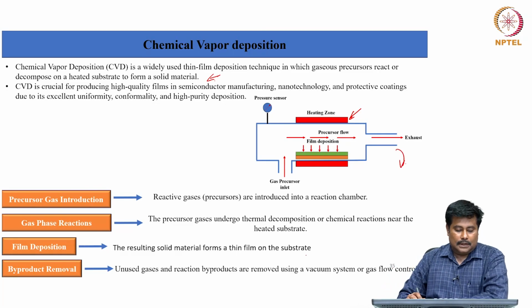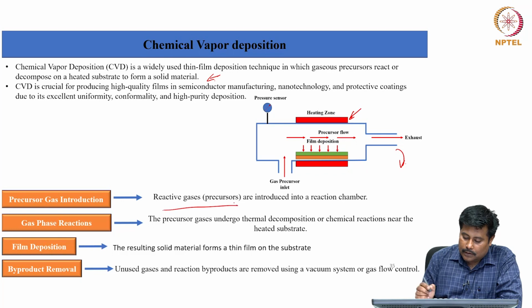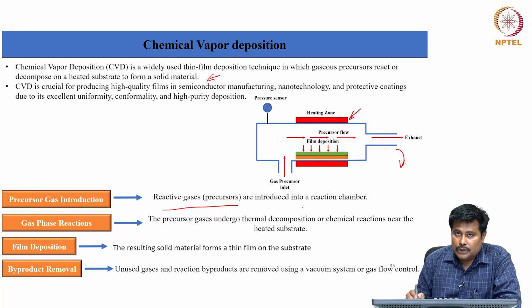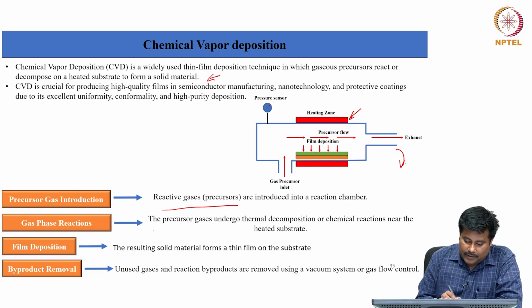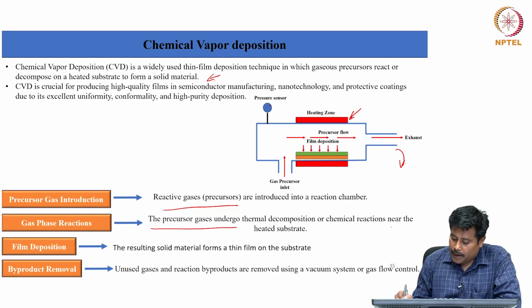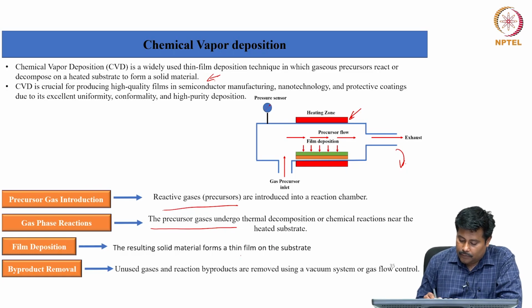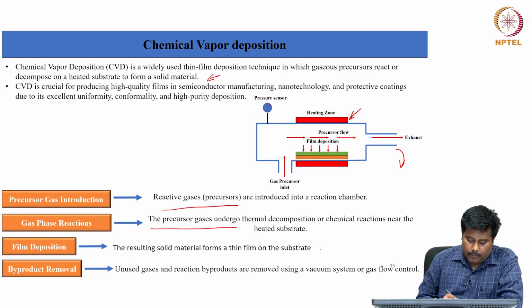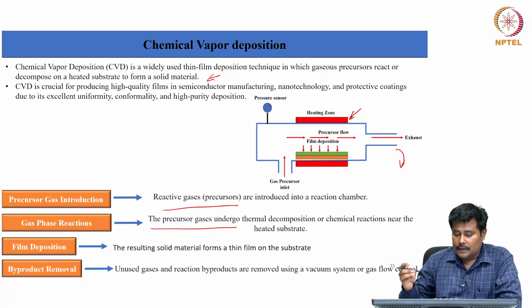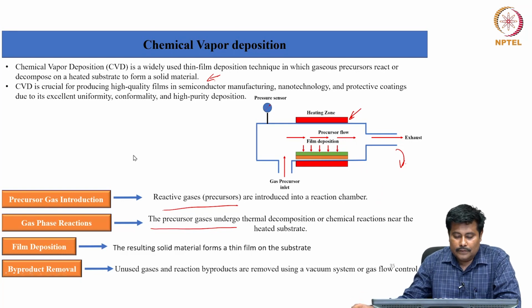As far as precursor gas introduction is concerned, the reactive gases, which are considered precursors, are introduced into the reaction chamber. In the gas phase reaction, the precursor gas undergoes a thermal decomposition or chemical reaction near the heated substrate. As far as film deposition is concerned, the resulting solid material forms a thin film on the substrate. Byproduct removal: the unused gases and the reaction byproducts are removed using a vacuum system or a gas flow rate. As mentioned earlier, we will be using an appropriate catalyst for the growth of this CVD process.